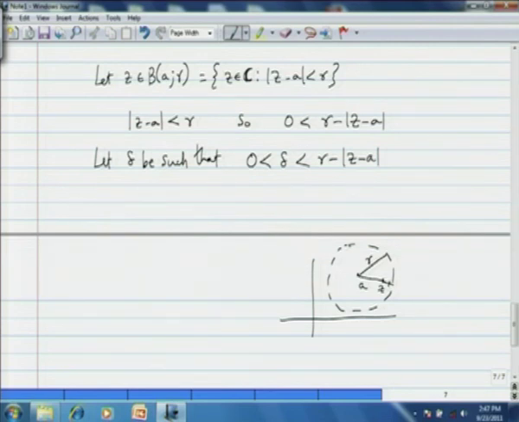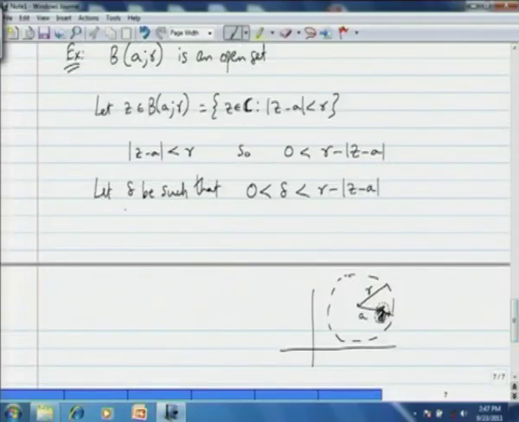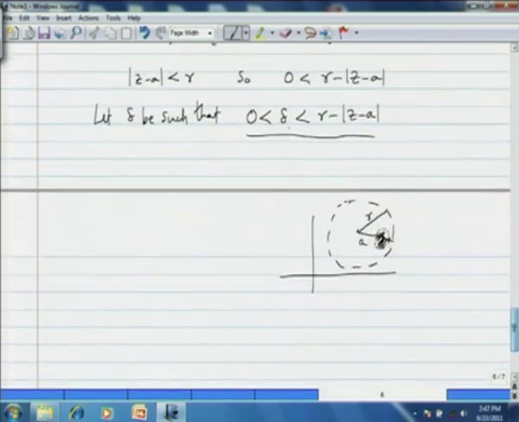So, here is this little piece, your delta, and here is a small circular piece or a disk of radius delta around the point z, which is completely lying in B(a, r). Okay. So, this is a pictorial view and I am going to demonstrate that analytically. Choose a delta such that delta lies between 0 and r minus the modulus of z minus a.